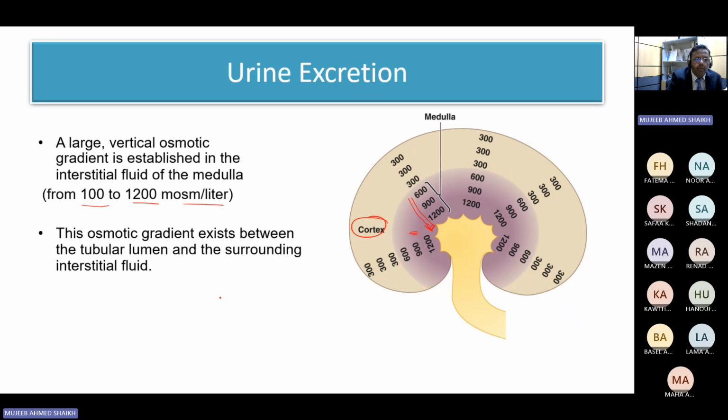The human kidney can produce a maximum osmolarity or maximum hypertonicity of the urine of around 1200 milliosmol. This is the capacity. We cannot increase more than that. We cannot excrete urine which has osmolarity more than 1200 milliosmol, because this is the capacity of our kidney. Maybe if you compare human beings with some animals, they may have the capacity to concentrate the urine to a larger extent.